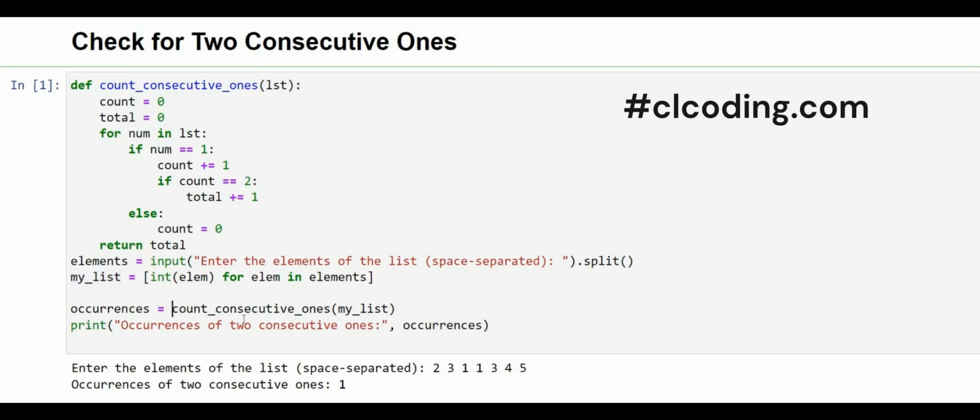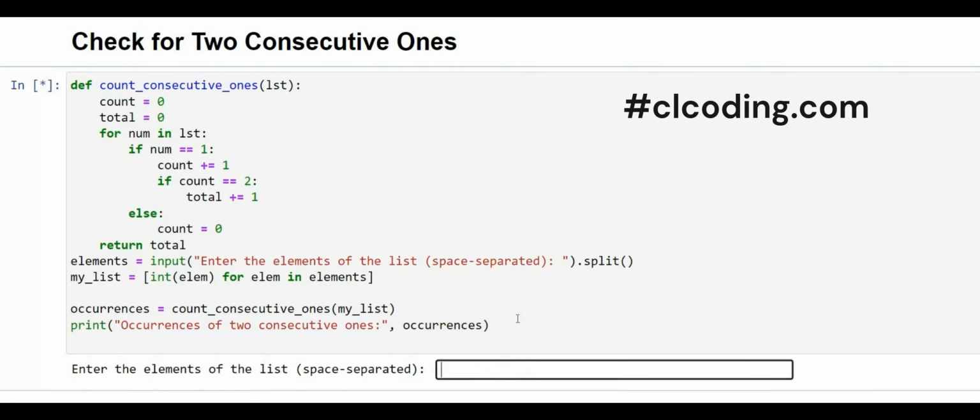Now we are calling our function count_consecutive_ones, and we are passing the newly created list my_list here, and we are storing this function call inside a variable occurrence, and then we are printing with a prompt to the user, occurrence of two consecutive ones, and then we are giving our variable. And now I'll again run the program.